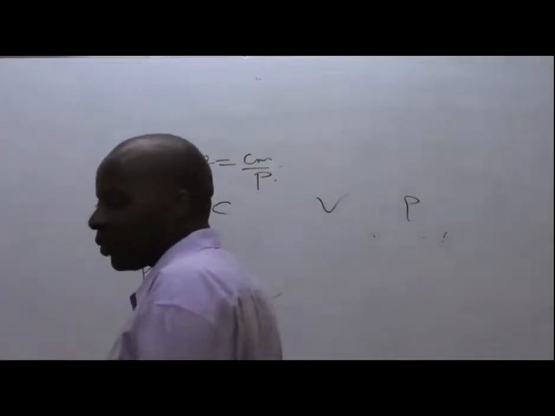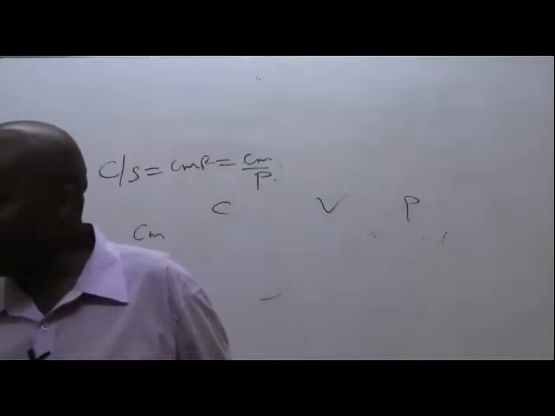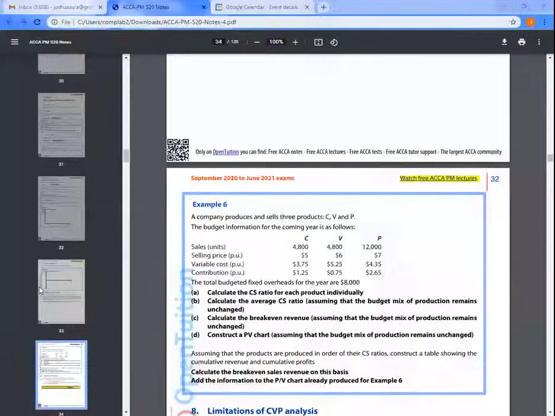So the CMs that we have been given here expressly: here we have 1.25, here 0.75, and here, ladies and gentlemen, we have 2.65.